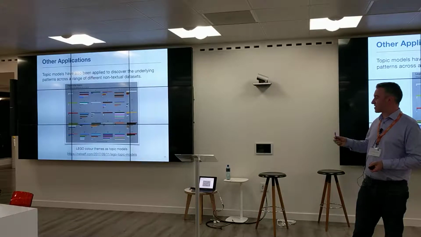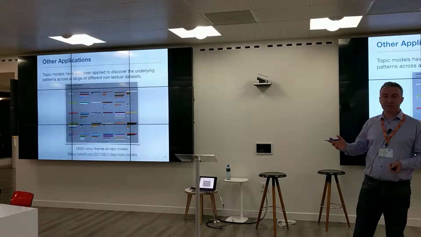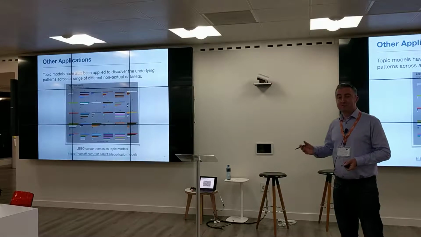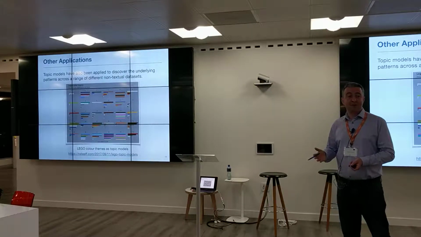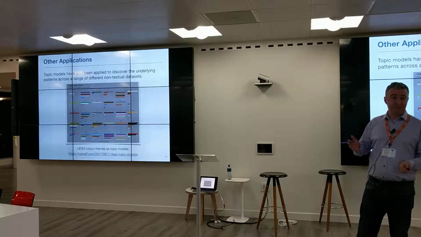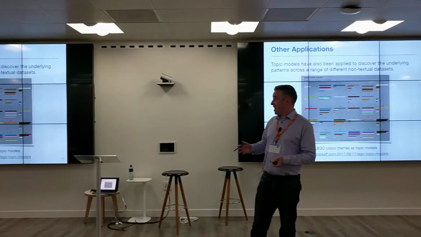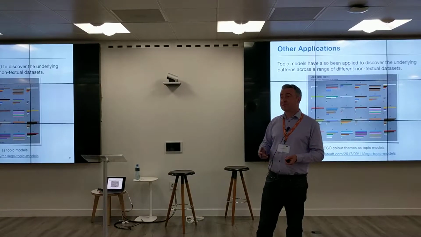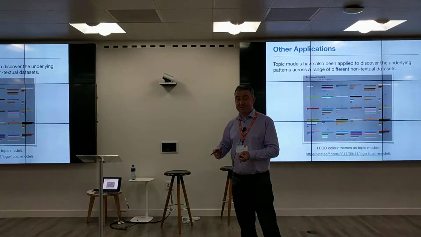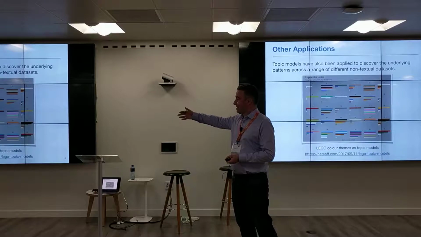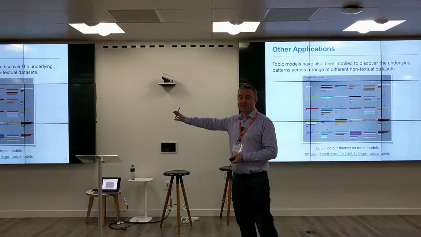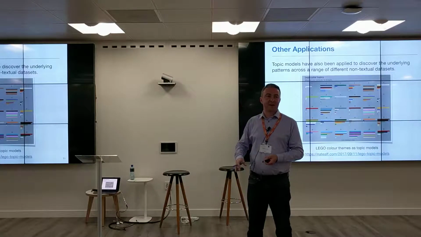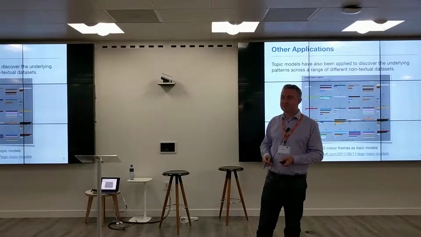This was an example that I just came across earlier in the month. Really nice idea. Basically what somebody did was they looked at all of the sets of Lego that Lego have ever manufactured. And in this case, instead of documents and words, you've got Lego sets and bricks of different colors. And they basically apply topic modeling to identify these kind of emergent color schemes that you see in Lego sets across the last few decades.